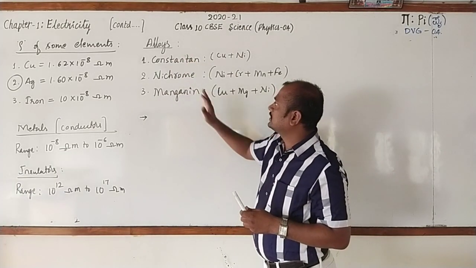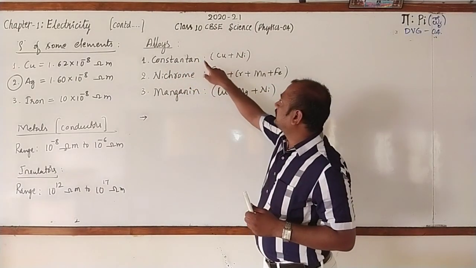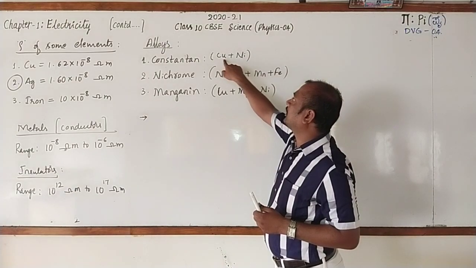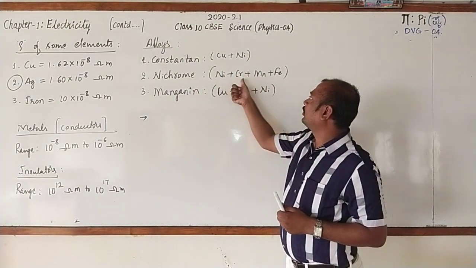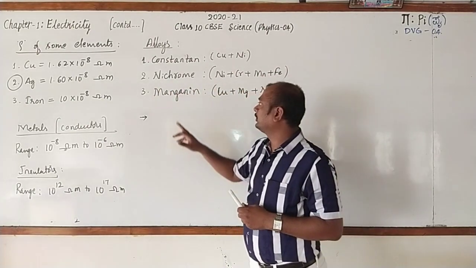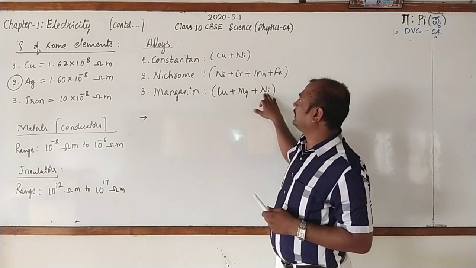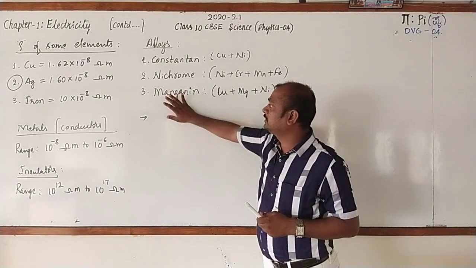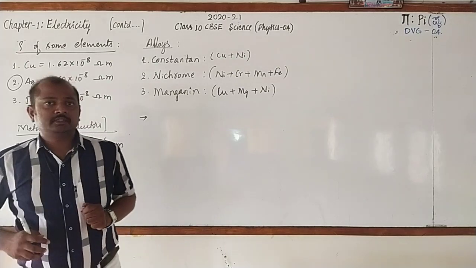Here I have taken some of the examples. Constantan. It is an alloy. The component elements are copper and nickel. Then nichrome: nickel, chromium, manganese and iron. These four together make nichrome. Manganin, it is copper, manganese and nickel. These are the three elements present, particularly metals present in this. Got it?